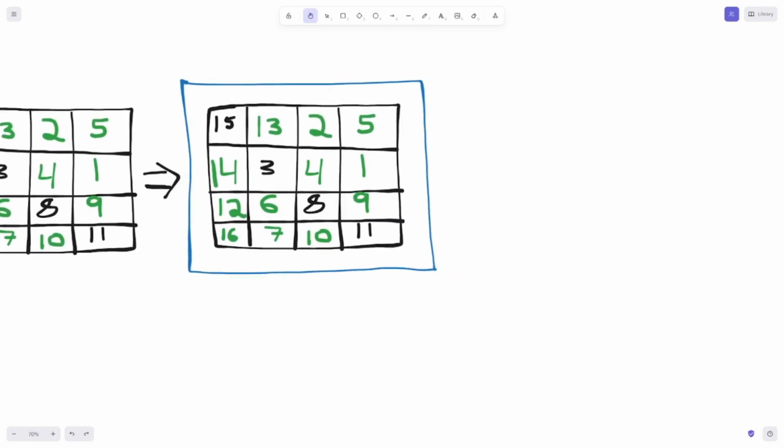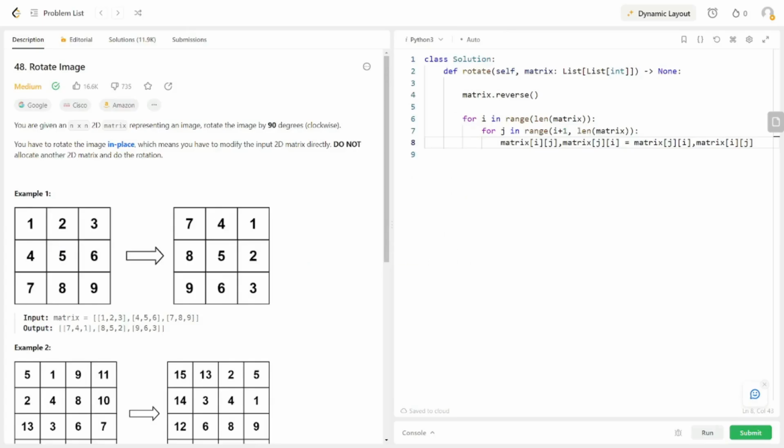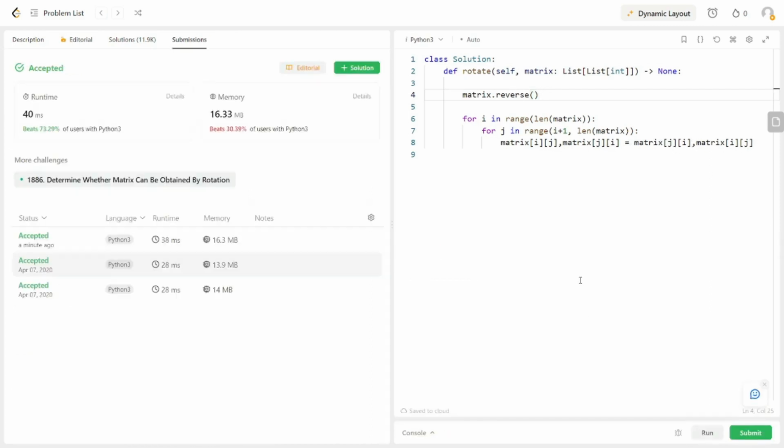Let's look at the code. Here's the code. As we said, we first want to reverse the matrix. Then we simply loop through the rows and then the columns: i, j. i in range length of matrix, so excluding the final value. And for j in range i plus 1 to length of matrix, we flip the values. So here we take matrix at i,j and matrix at j,i, and redefine it as j,i and i,j. Submit. Very nice. So this solution works.